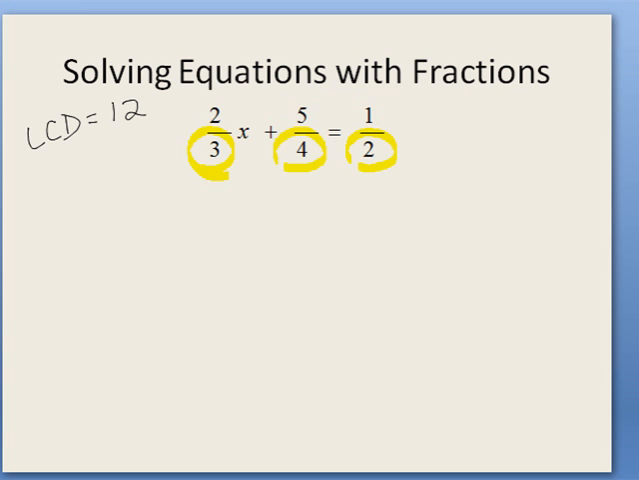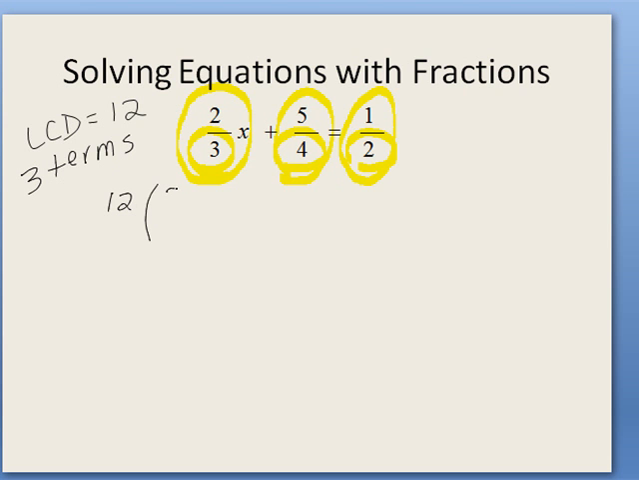The next thing you want to consider is how many terms do I have? Now, in this particular equation, the 2/3 x is a term, the 5/4 is a term, and the 1/2 is a term. So you have 3 terms. The reason you want to understand how many terms you have is because you want to use the 12 for however many terms that you have. So if you have 3 terms, we'll be using the 12 3 times. Okay? Now, to proceed, we need to take each term and multiply it by 12.